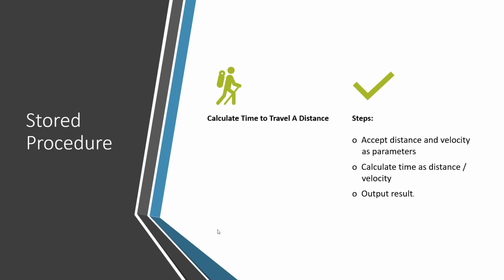a distance. The steps we're going to take: we will accept the distance and velocity as parameters. Then, based on that, we will calculate the time as the distance divided by velocity, and then we will return the result. So let's go ahead and do that.